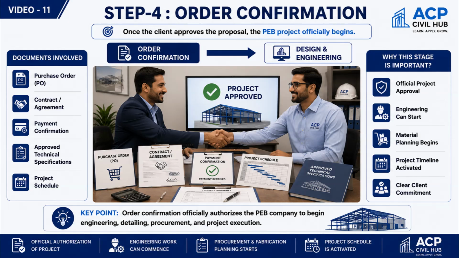The fourth stage is order confirmation. Once the client approves the proposal, the project officially begins. The client issues a purchase order, commercial terms are finalized, and payment procedures are completed according to the agreement. At this stage, the engineering team receives formal authorization to start design work. Material planning, scheduling, and project execution activities also begin from this point.